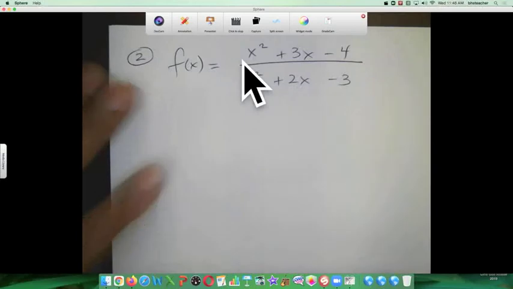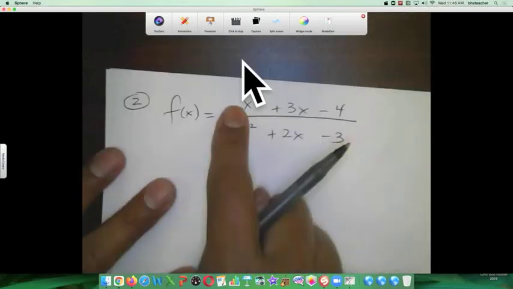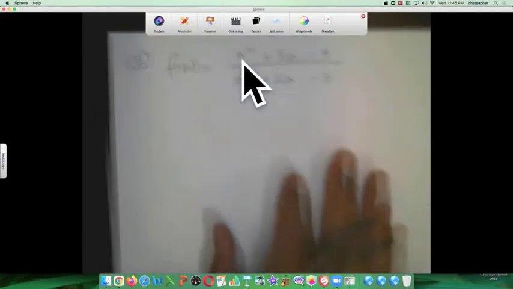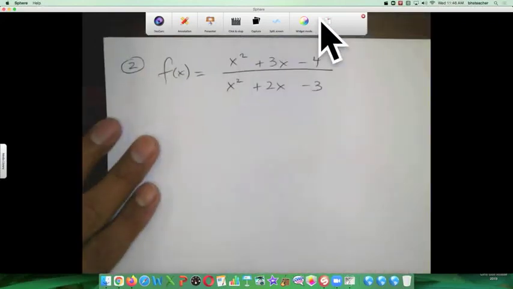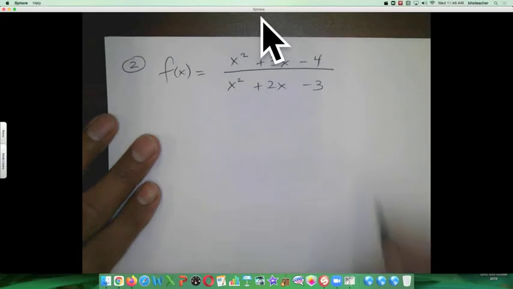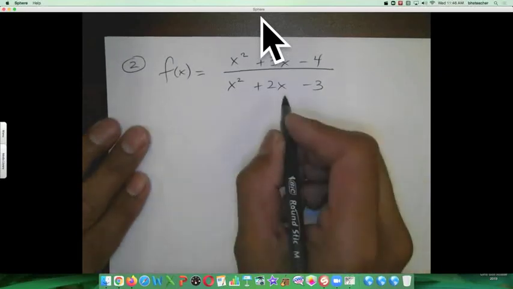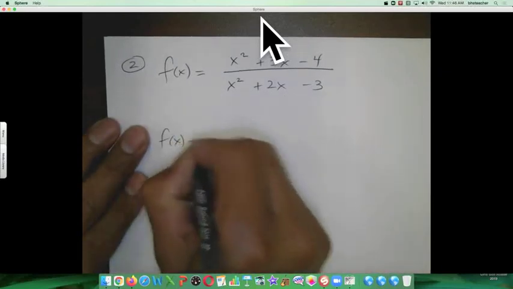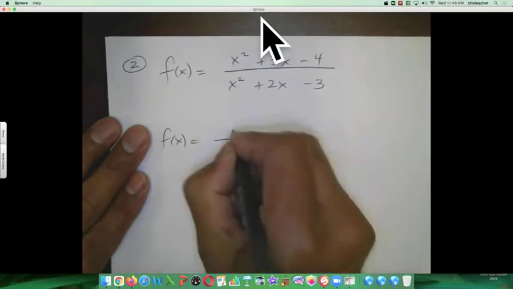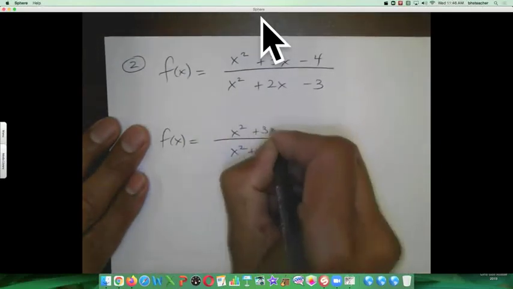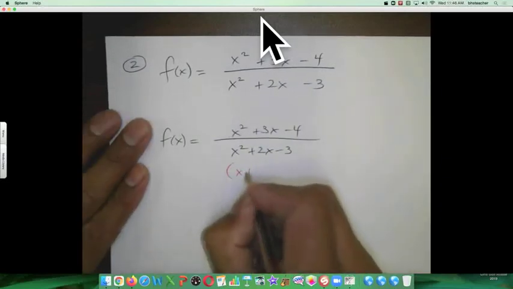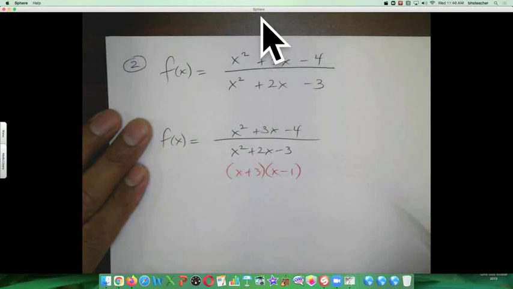Okay, this is an easy one. We don't have a leading coefficient. We still always look for a GCF, right? But there's no GCF here. Now we've got to find out how this factors out. F of x is equal to x squared plus 3x minus 4 over x squared plus 2x minus 3. Well, this one's going to be x plus 3, x minus 1.